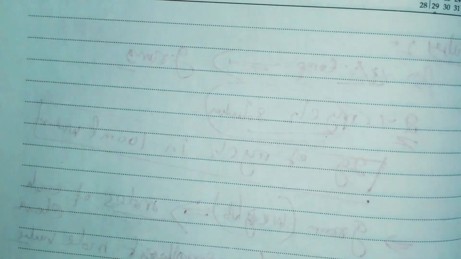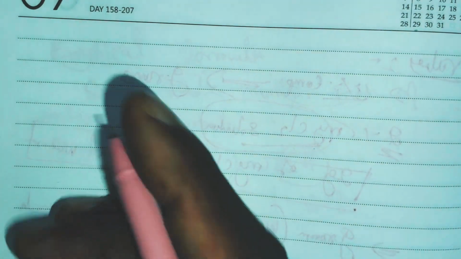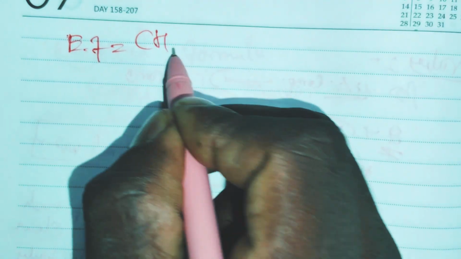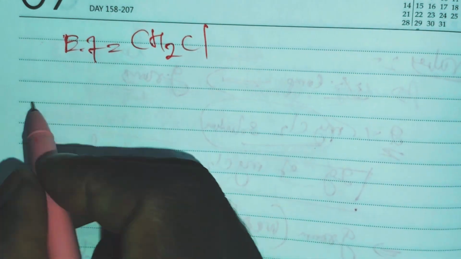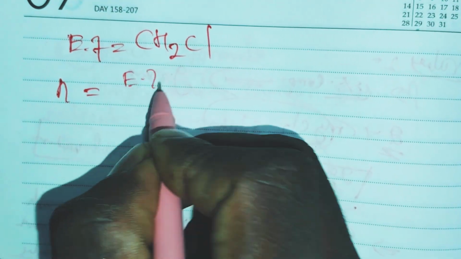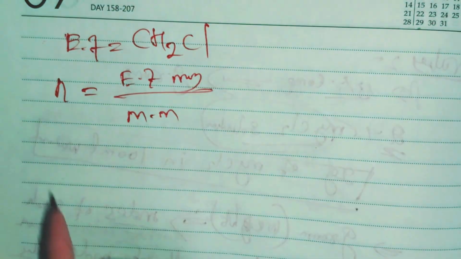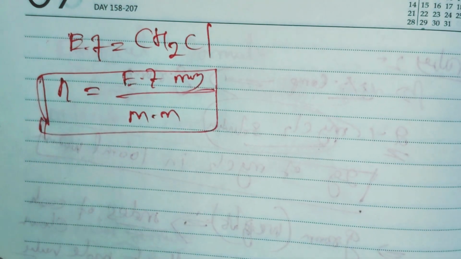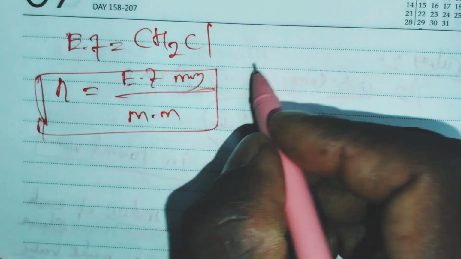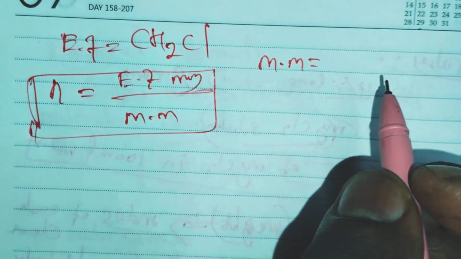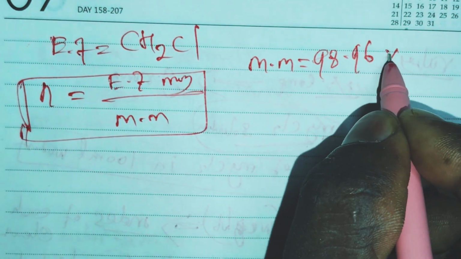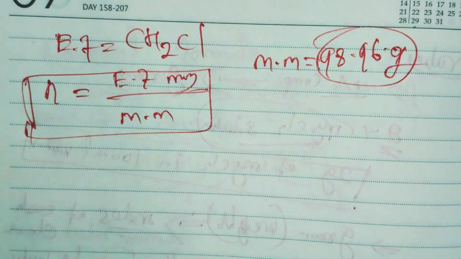For the molecular formula, initially we need the n value. The empirical formula here is CH2Cl. So n is equal to the molecular mass divided by the empirical formula mass. What is the molar mass? The molar mass is given in the question, it is 98.96 gram.